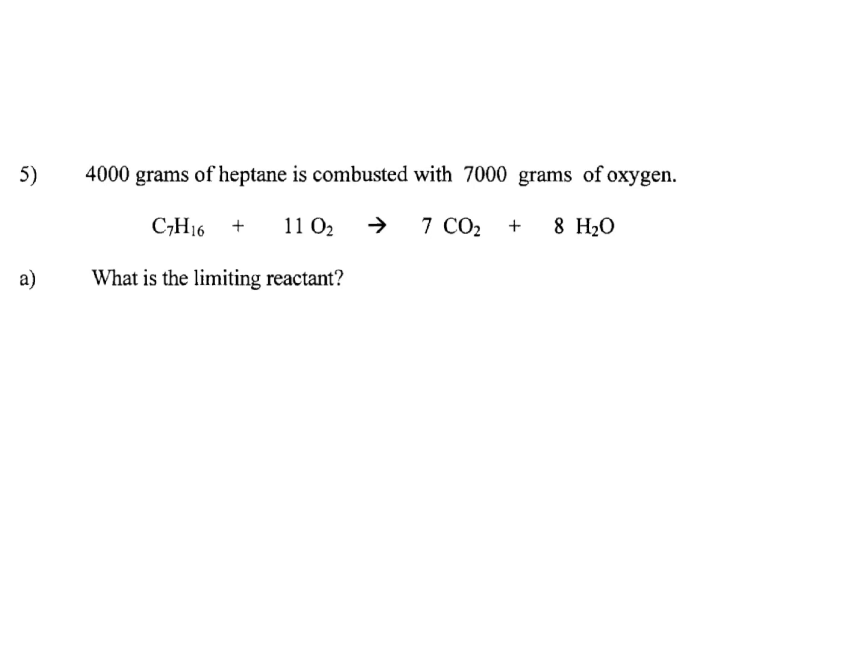We've got 4,000 grams of heptane, which is going to be this material right here, C7H16, and we want to find out if it gets combusted with 7,000 grams of oxygen, which of those two materials is going to be limiting us. So remember, we're going to start with the 4,000 grams of heptane, and we're going to go to one product. Now, it doesn't matter if you go to the product of carbon dioxide or the product of water, but for both of these reactants, you have to go to the same one.